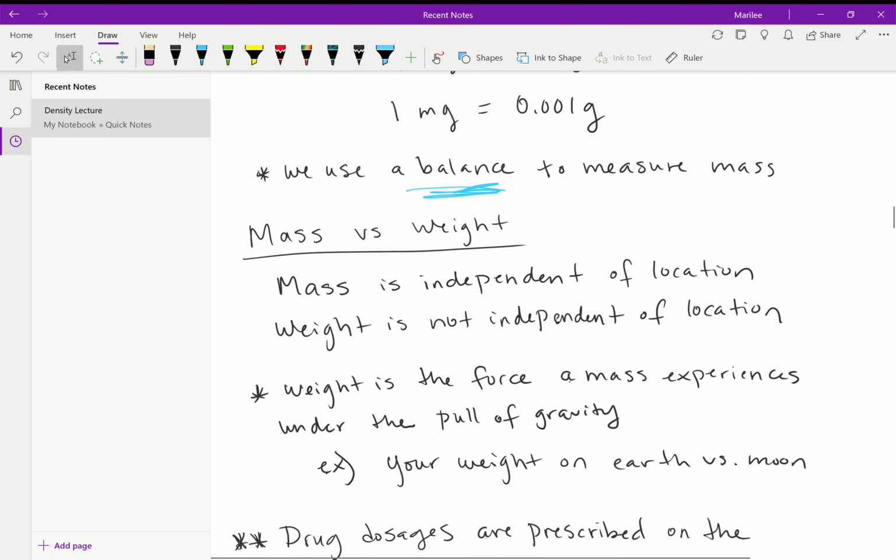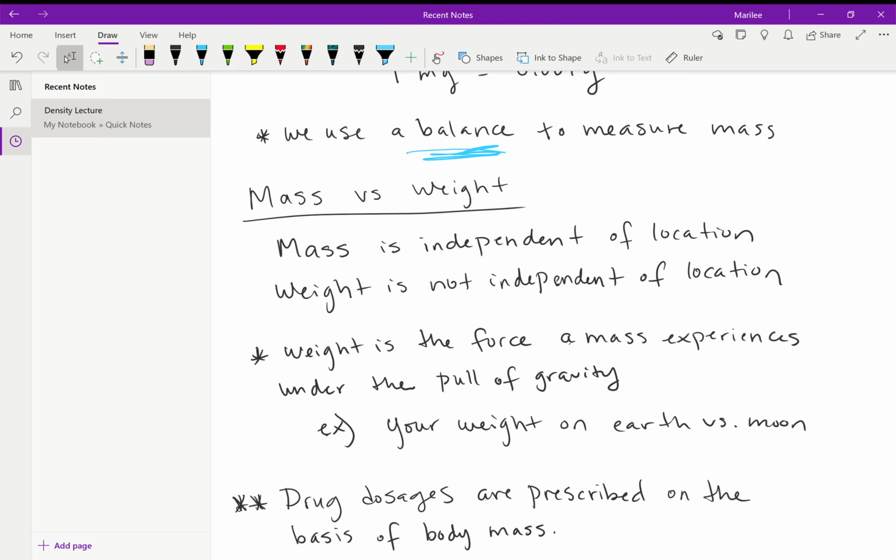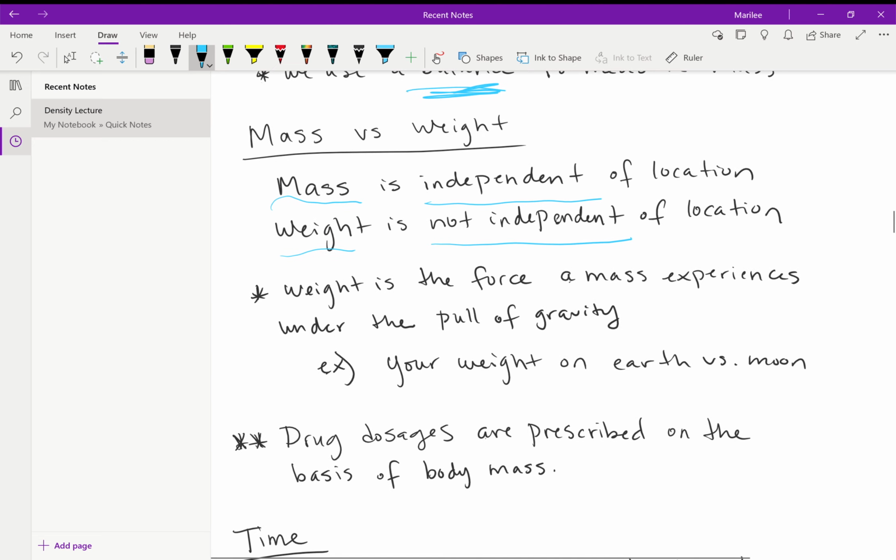Let me explain to you the difference between mass and weight. Mass is independent of location. Weight is not independent of location. Weight is the force a mass experiences under the pull of gravity. So weight is defined by gravity. Your weight on Earth versus Moon. You will weigh heavier on Earth because the gravity on Earth is higher. It'll pull you down stronger than the gravity on the Moon.